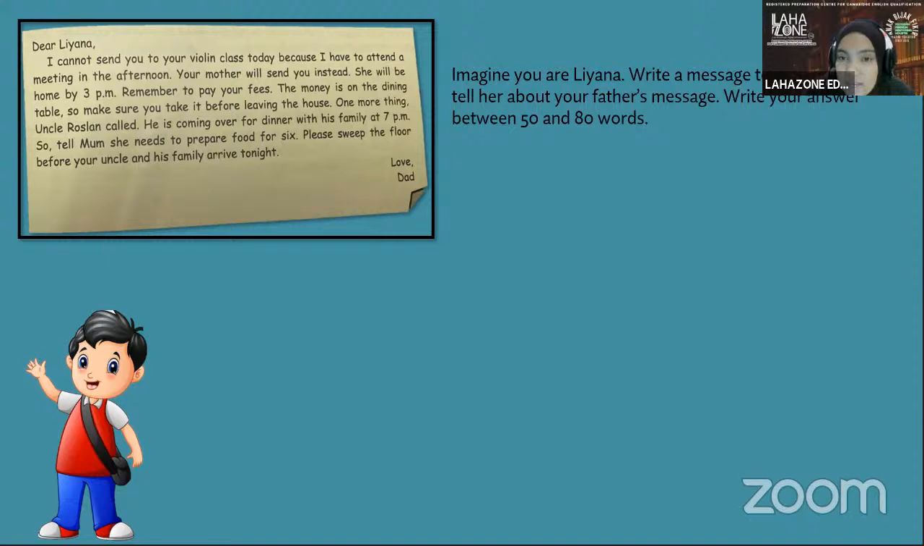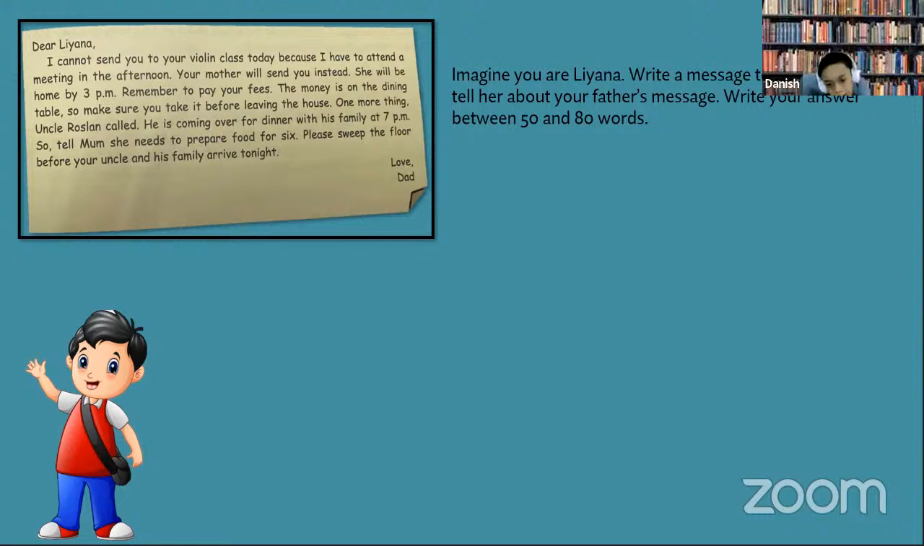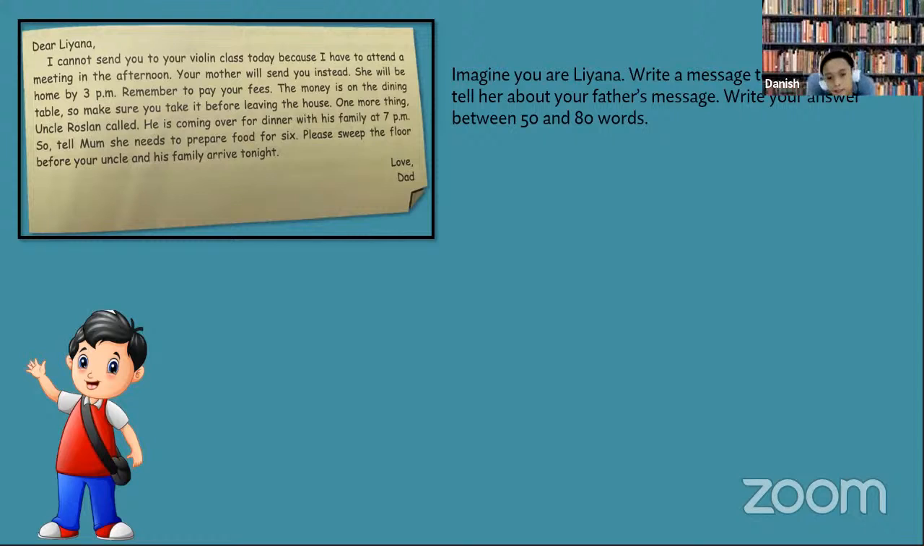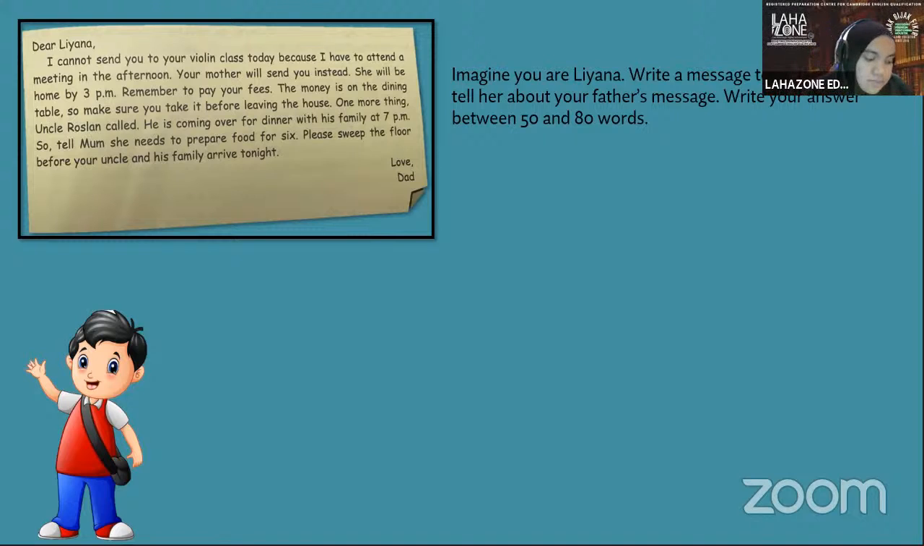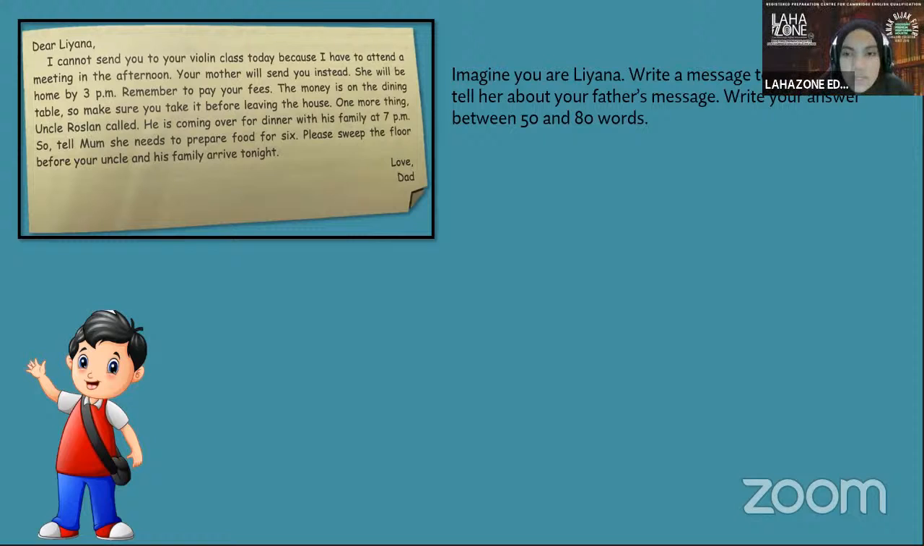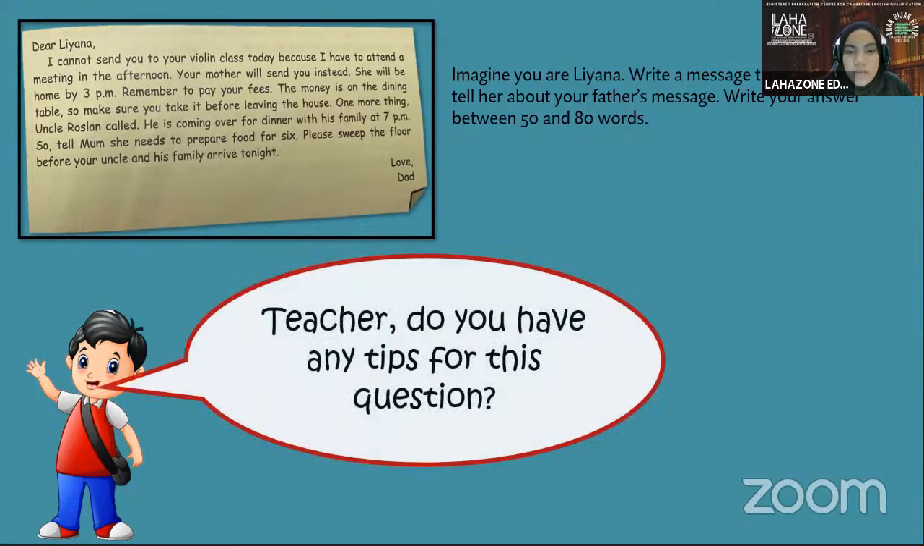Okay, tadi ingat tak dalam tugasan yang pertama tadi, apa yang Danish dah senaraikan? Ingat? Okay, apa dia? Semua. Apa dia semua tu? Bagi tahu semua, ya betul. Pay the fees. Tell mom she need to prepare food for 6. Okay, lagi. Sweep the floor. Okay, sweep the floor. Okay, now.